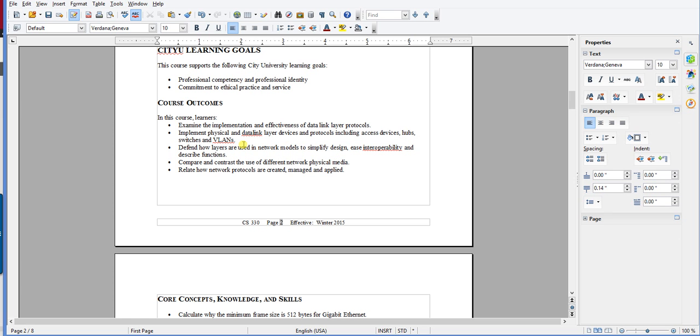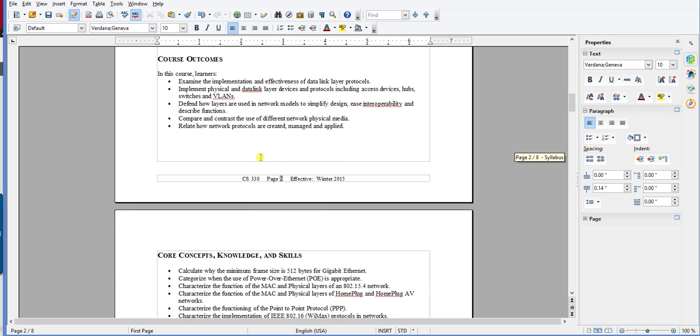So some of the material you're not going to see that you would see on the CCNA would be configuring Cisco routers. We may do a little bit of that if we have time on GNS3 just as demos. But basically what you're going to see is up to switches only, up to layer 2. But you're going to be including some wireless, which you would not see in the CCNA route and switch exam. So it's kind of give and take a little. Defend how layers are used in network models to simplify design, compare and contrast the use of different network physical media.